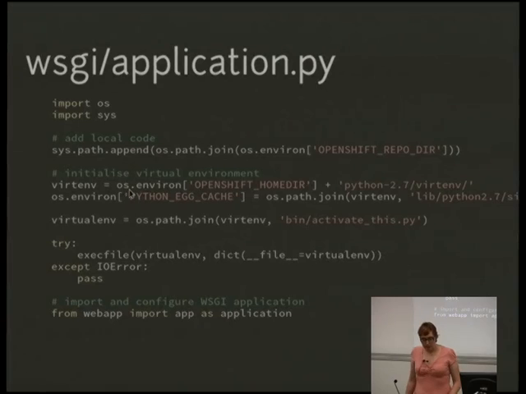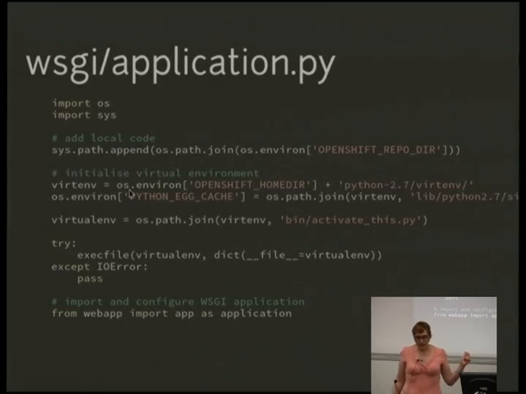This file is pretty much just copied from their base template. If you create a blank OpenShift Python app right now, it will give you a whole bunch of files by default. And one of them is this file.